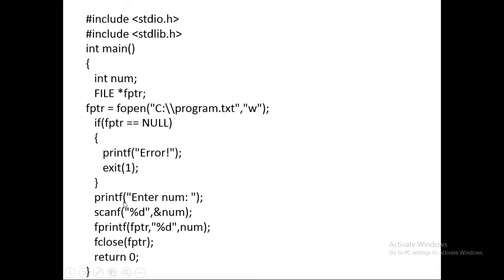And then the next line is printf("Enter num"). Here the number is given, and scanf we are using to get the number. Suppose you get 5 or 6, then that number will be stored like this. fprintf of fptr, comma, what we declared in the num scanf, and then close the file pointer.